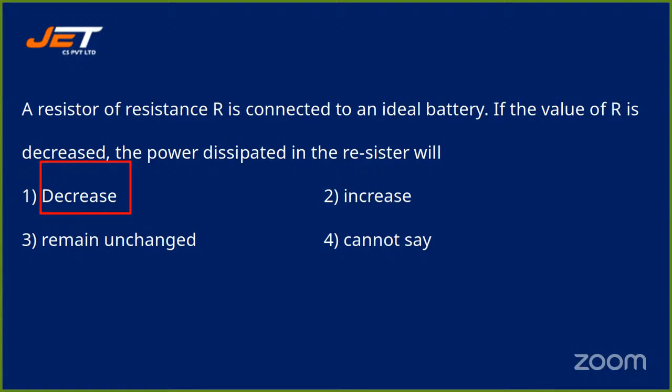So how will you get to know this? By seeing the relation between power and resistance. What is the relation between power and resistance? P is equal to I square R, where I is the current. So P is directly proportional to R. That means if resistance decreases, power will also decrease.